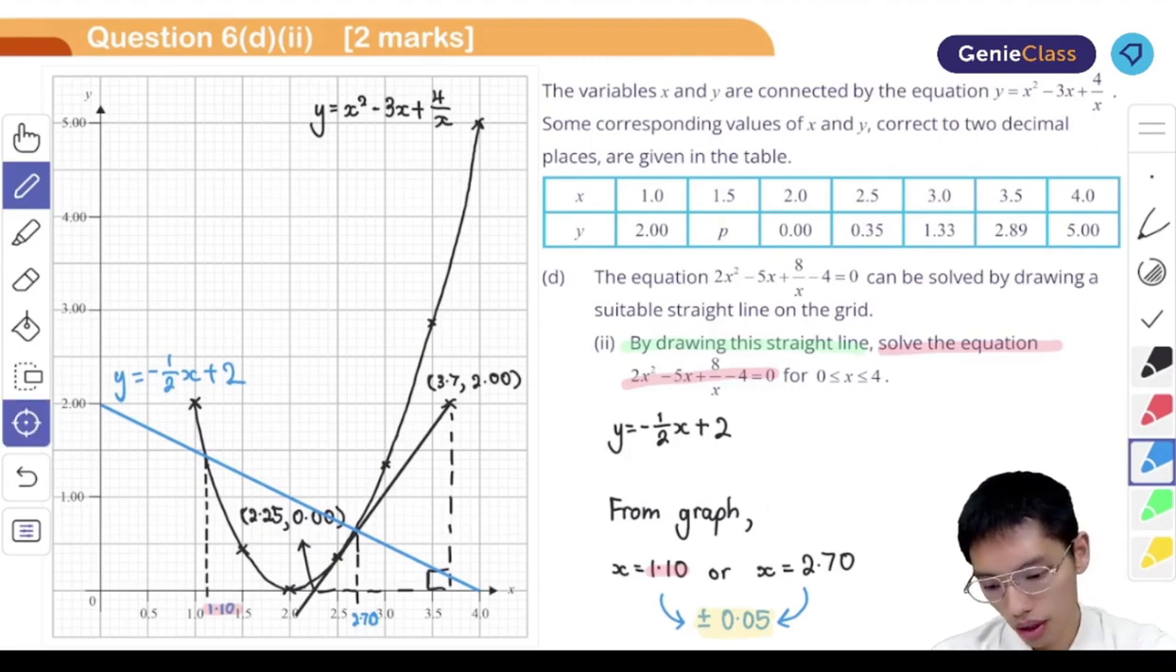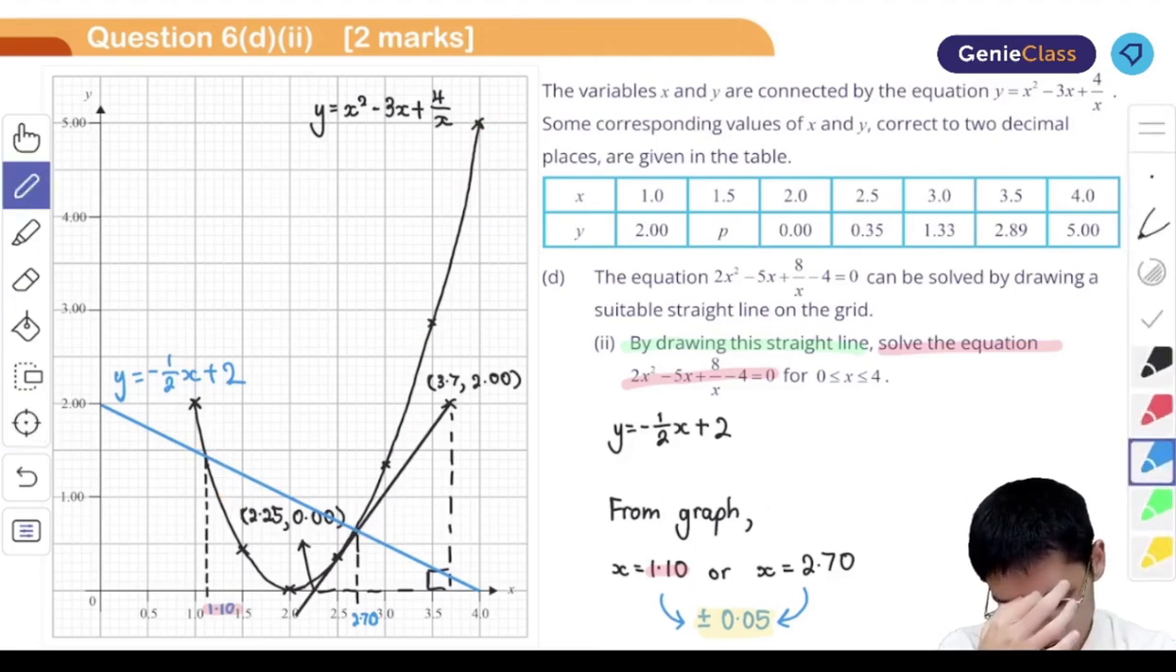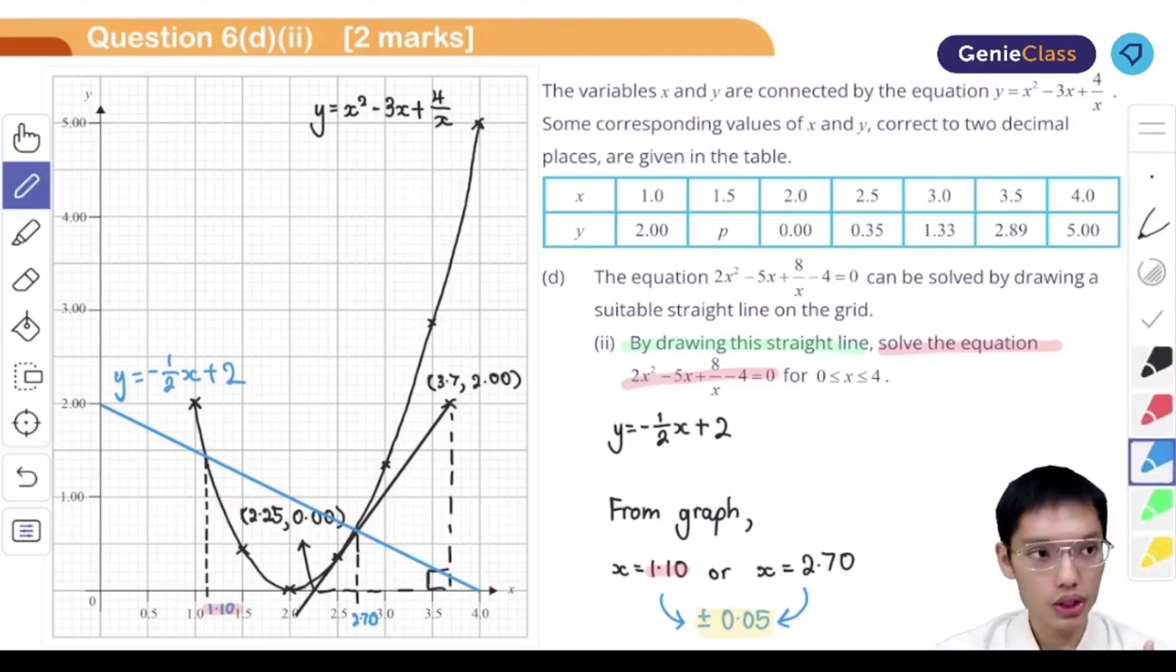And this actually boils down to how we draw this graph accurately. So this is good over here. I hope everything for this question is okay.